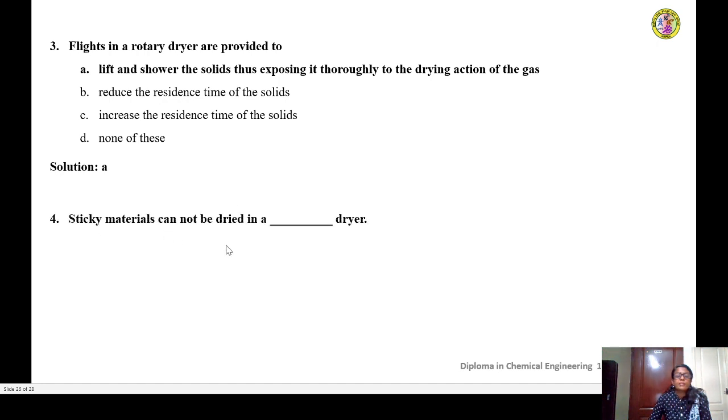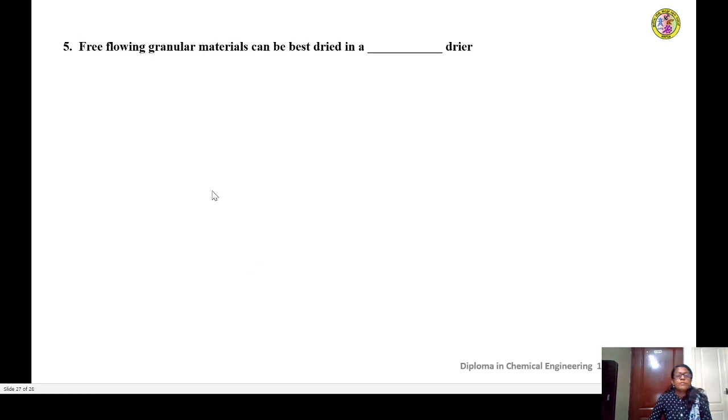Sticky materials cannot be dried in a batch dryer, tray dryer, rotary dryer, fluidized bed dryer, none of these. Comparatively, sticky material is most unsuitably handled in a rotary dryer. So the right option to answer the question is option B. Free flowing granular materials can be best dried in a, it is of course, rotary dryer.